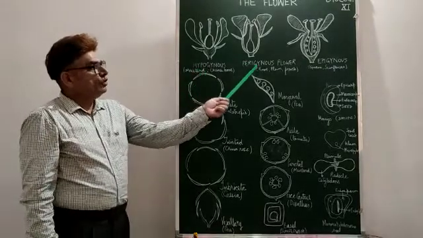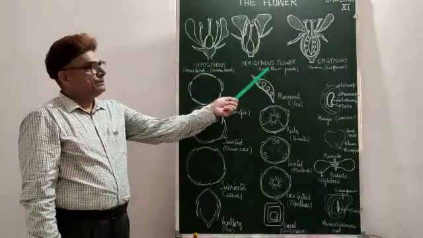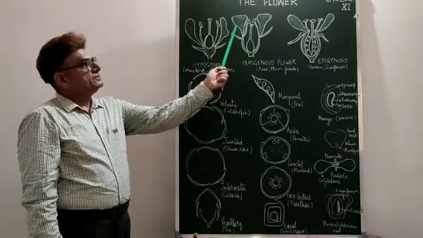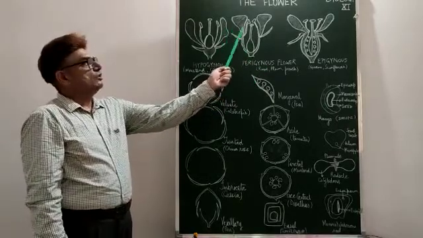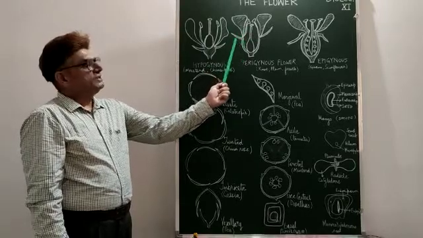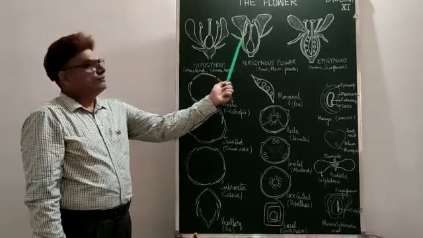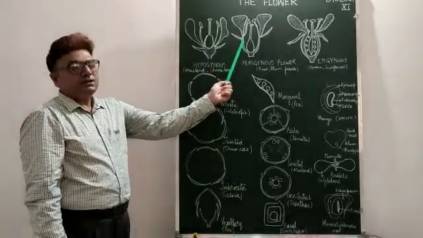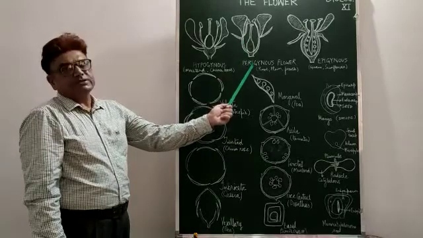In case of rose, plum and the peach flowers, the rim of the thalamus bears the three whorls. That is calyx, corolla and androecium are present on the rim of the thalamus and almost at the same position as that of the ovary. So this type of ovary is said to be half inferior and flower is said to be perigynous.